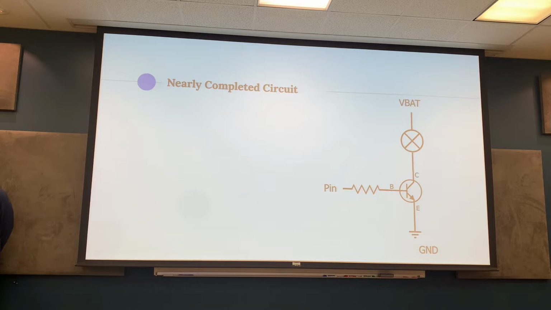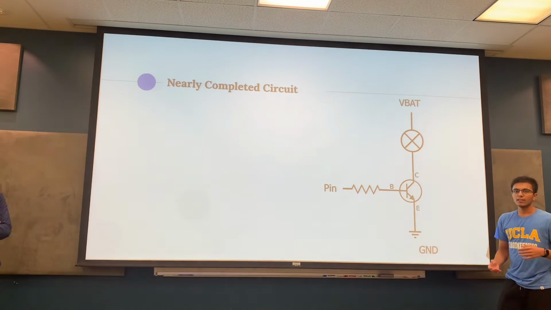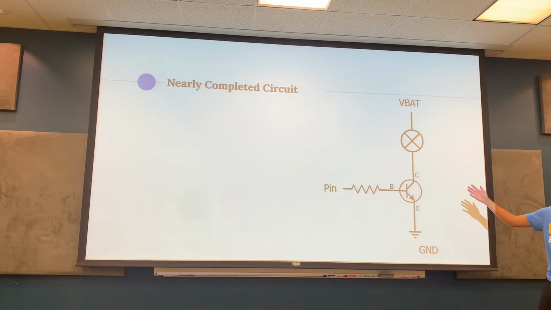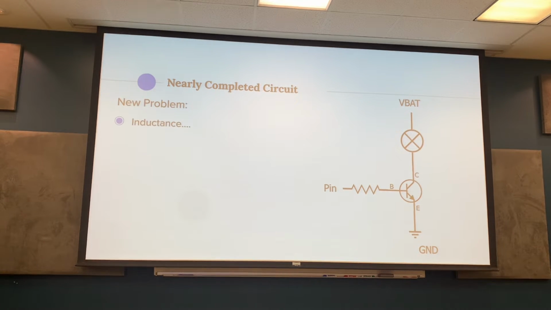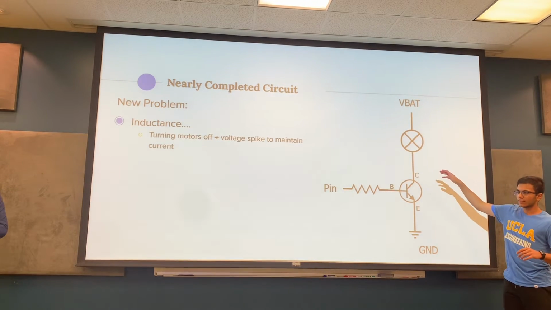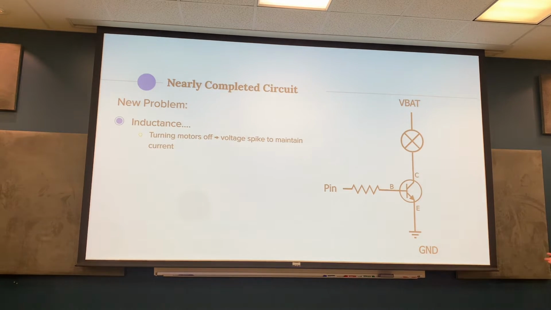Okay, so now we have this circuit where you have the battery, you have a motor, and you have a transistor that connects to the microcontroller and to ground. This is an almost complete circuit, because we actually run into a problem if we just use this circuit as it is right now. The problem is inductance. Whenever we turn the motors off, due to back EMF, it creates a large spike in current, which is sent throughout the circuit, and it could lead to the microcontroller pins shorting.